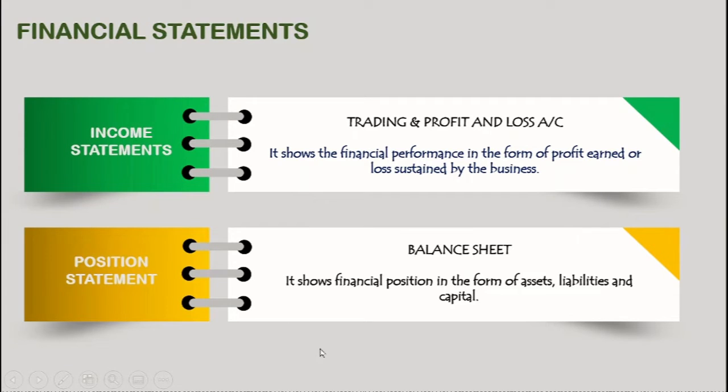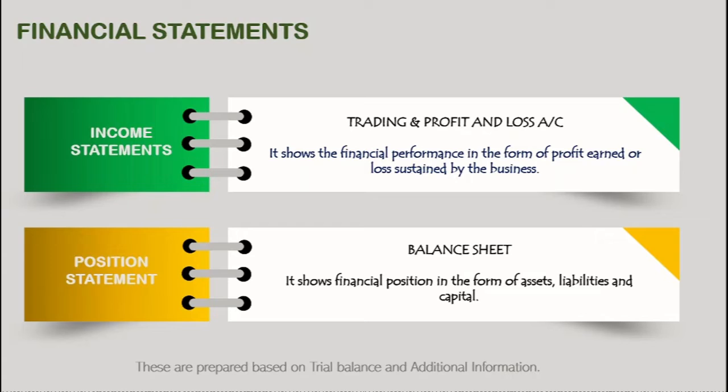So income statement, which is trading and profit and loss account, shows the financial performance in the form of profit earned or the loss suffered by the business. On the other hand, the position statement is a balance sheet which tells the financial position in the form of assets, liabilities and capital.